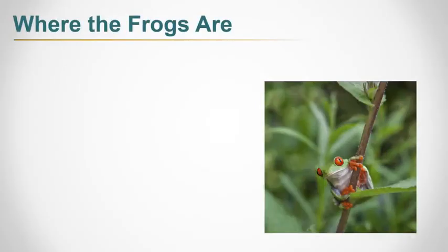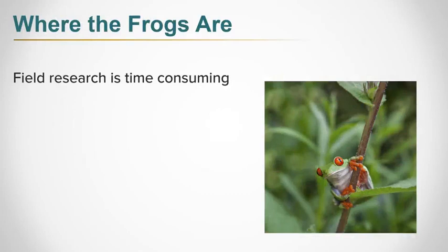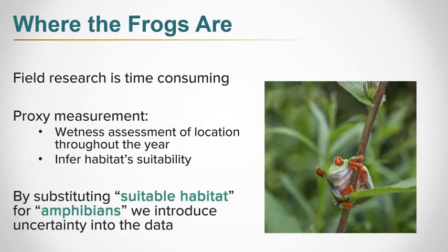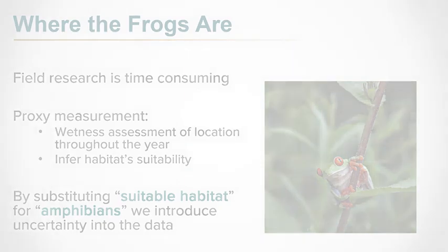Similarly, maybe we want to know where amphibians are, but going and finding them directly is time-consuming. Instead, we use a proxy of assessing the wetness of a location throughout the year using a sensor to infer whether or not it is suitable habitat. In this case, we've substituted suitable habitat for amphibians and introduced uncertainty into our data.